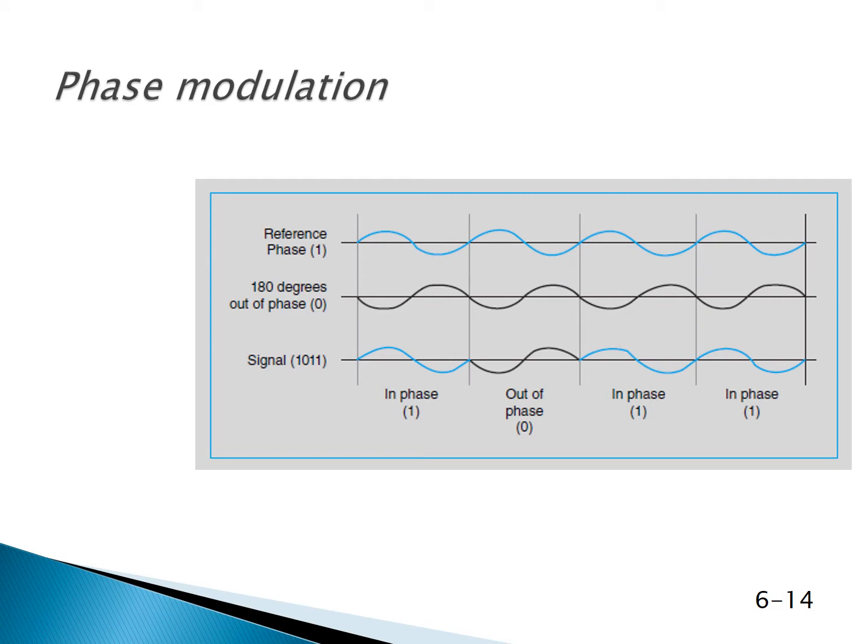Then we can also do phase modulation. Phase modulation means whether the wave is in phase or out of phase. If we are sending it like this, then we call it in phase. Something like this is 180 degrees out of phase. So the signal goes like this, which means the timing is different, so it's out of phase. Now if I want to send the signal 1011, I can also say it like this: in phase, out of phase, in phase, in phase, right?